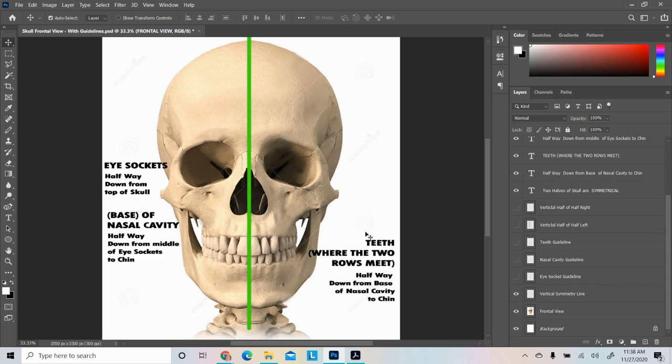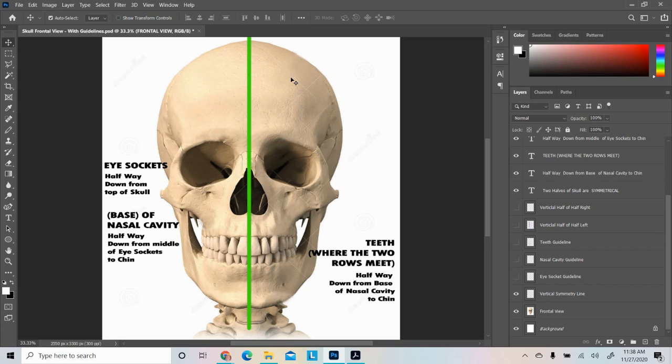So how do we know where to place all of these characteristics, all of these features? So the question is, how far down, we'll start with the eye sockets. That's always the best place to start. How far down are they from the top of the skull to the chin? Are they 1/4 of the way down? Are they halfway down? Let's see what you think.